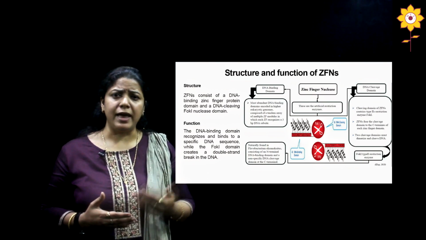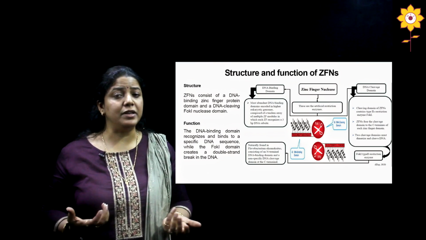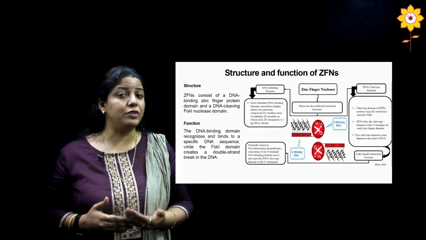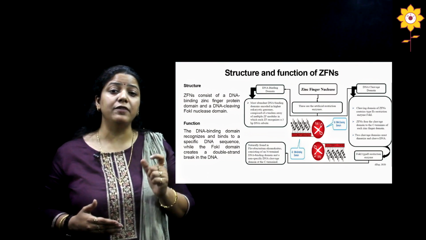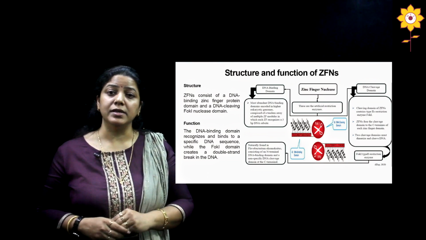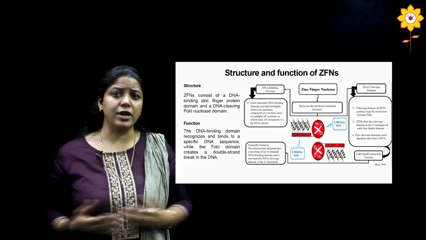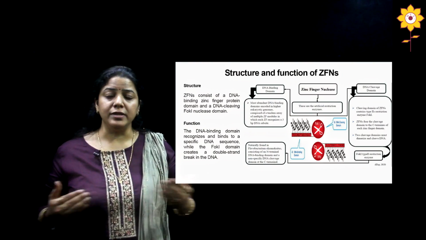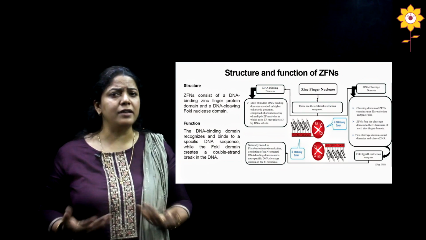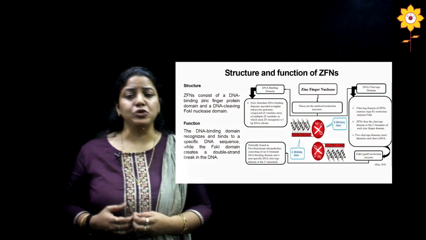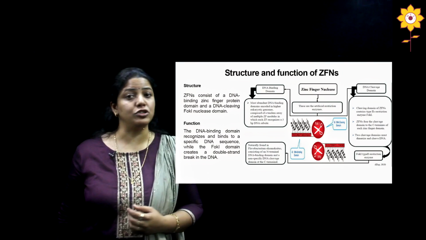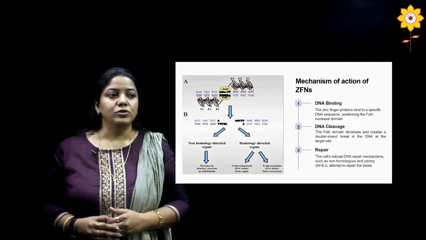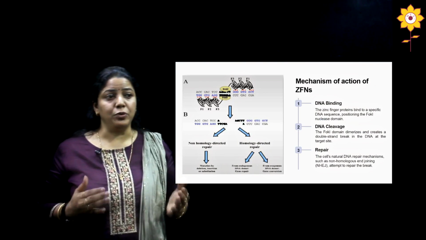So once the double-stranded break has been made, what will happen? Now DNA repair has to be done. DNA repair will be done either by homology directed repair. When would homology directed repair be done? Only when the target sequence has been already given along with the ZFNs. And if no such target sequence is provided, then it will go for end joining, that is non-homologous end joining, and some kind of mutations could be created with the help of either insertions or deletions.